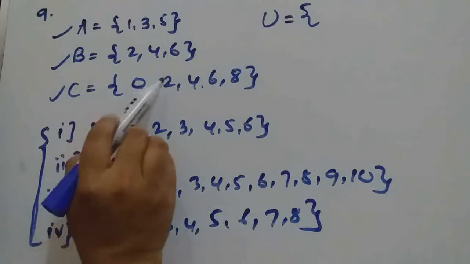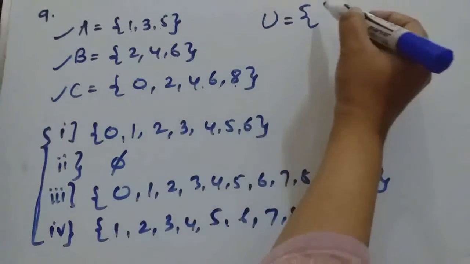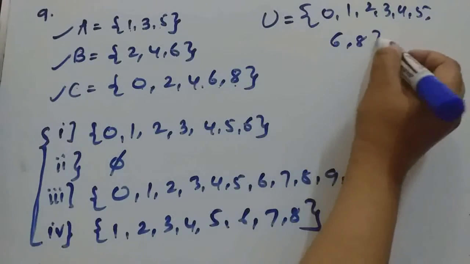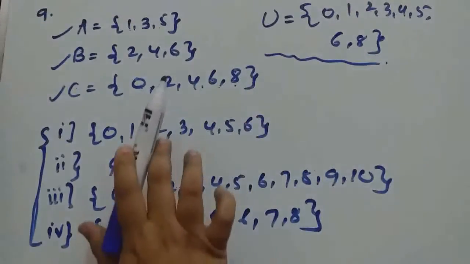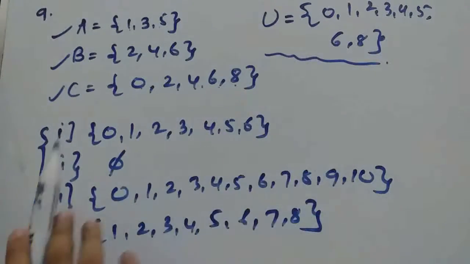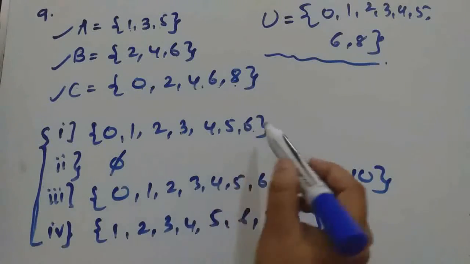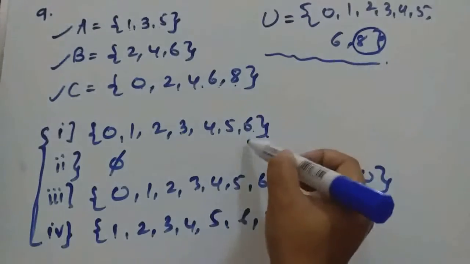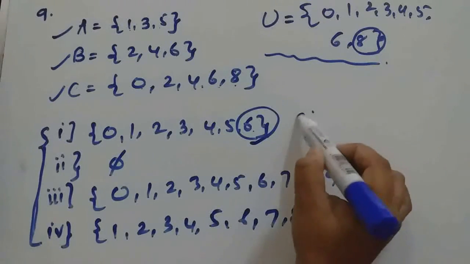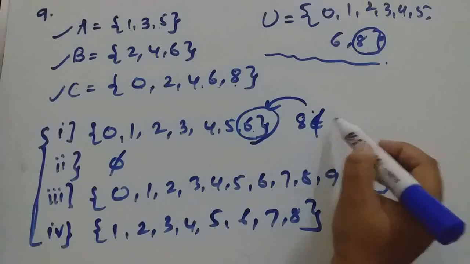So now 0 is there, 0, 1, 2, 3, 4, 5, 6, 8 is there. So we know 0, 1, 2, 3, 4, 5, 6 and 8. So the universal set for A, B and C can look like this. Now we will check for the first option, 0, 1, 2, 3, 4, 5, 6. In this option 8 is missing, isn't it? Our universal set should contain 8 also. So what we will write, 8 does not belong to this particular set. So it cannot be a universal set.